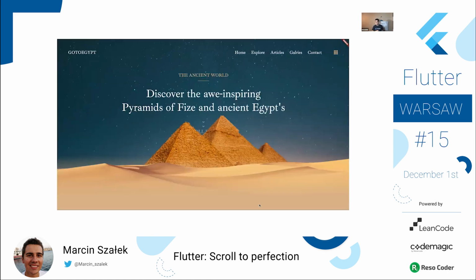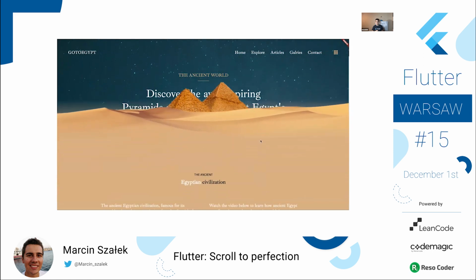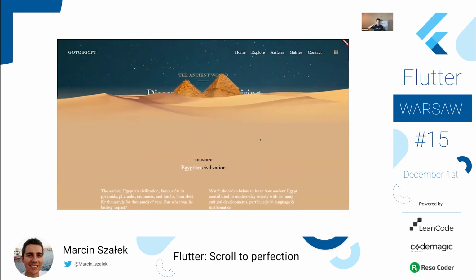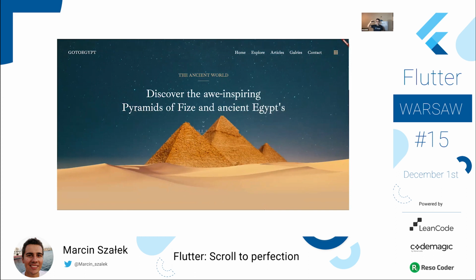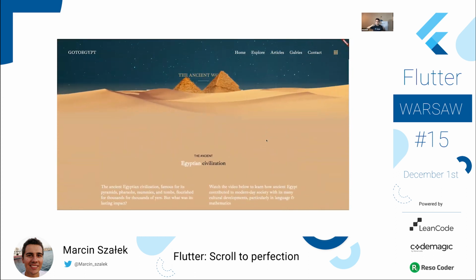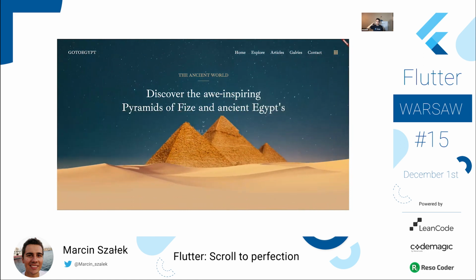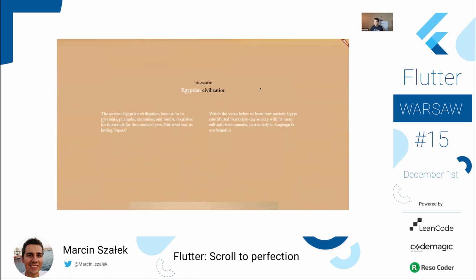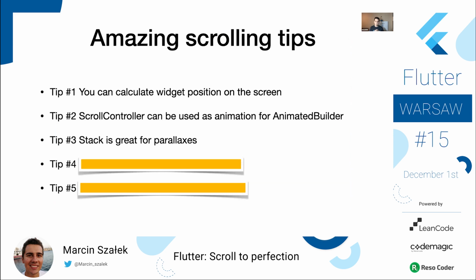And everything together will look like this. So because the offset changes, each of those elements gets to the top, but at a different speed. And therefore, they can cover one another. So that was tip number 3. Stack is great for parallaxes.